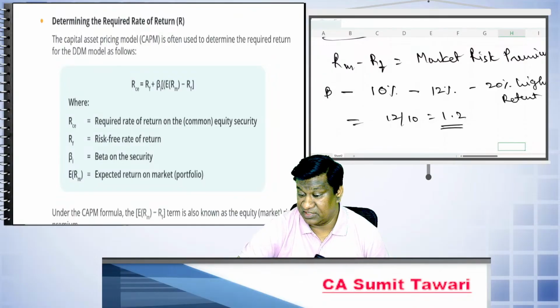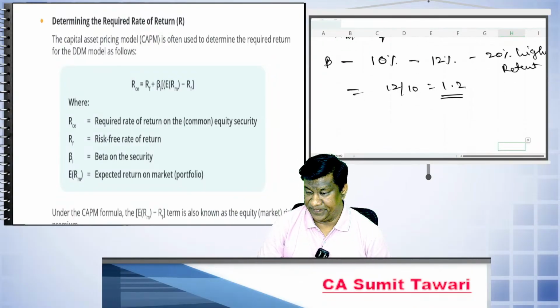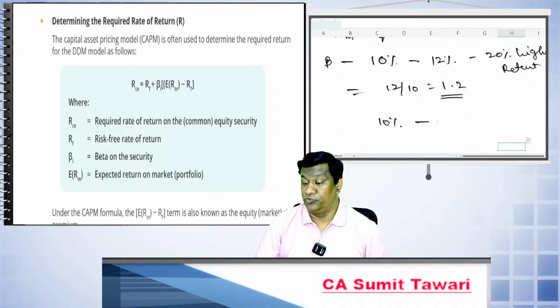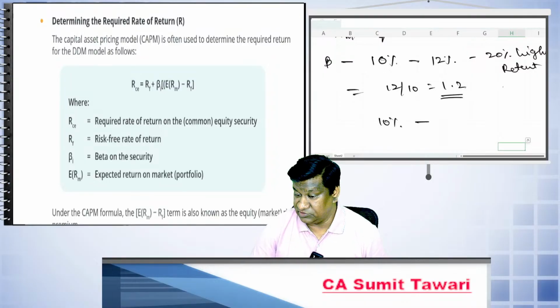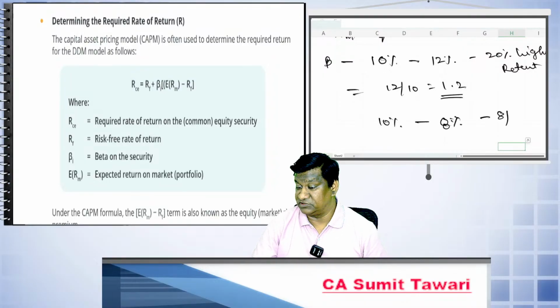Like the market rate of return is 10%, and my individual portfolio rate of return is 8%. So in that situation, what is the beta? Again, 8% divided by 10, which is 0.8.